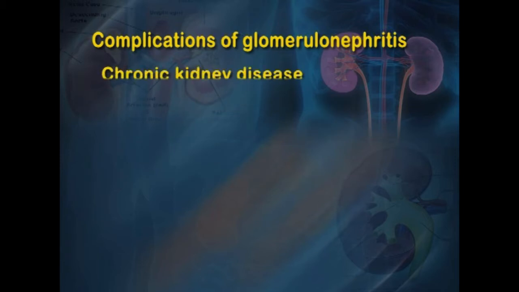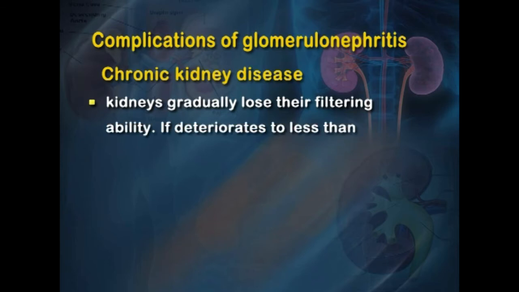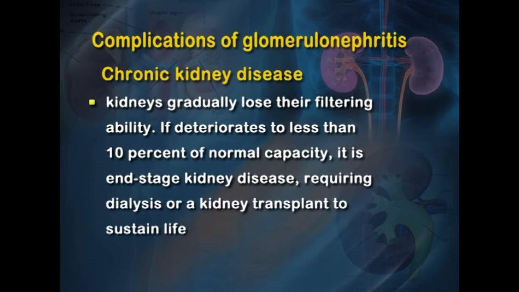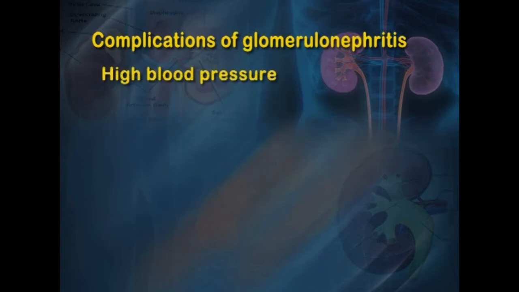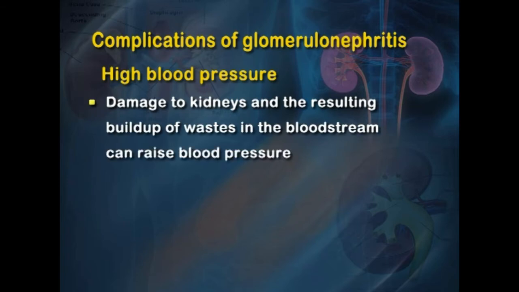CKD, the chronic kidney disease, where the kidneys gradually lose their filtering ability. If it deteriorates to less than 10% of the normal capacity, then it is called end-stage kidney disease. In these conditions, the patient requires dialysis or even a kidney transplant to sustain life. High blood pressure: there is damage to the kidneys and the resulting buildup of waste in the bloodstream, and this causes a rise in blood pressure.